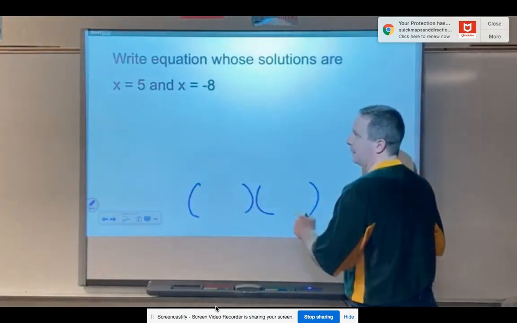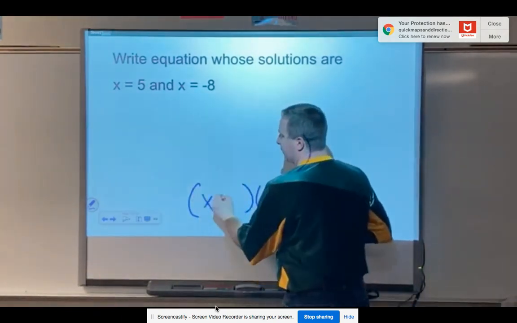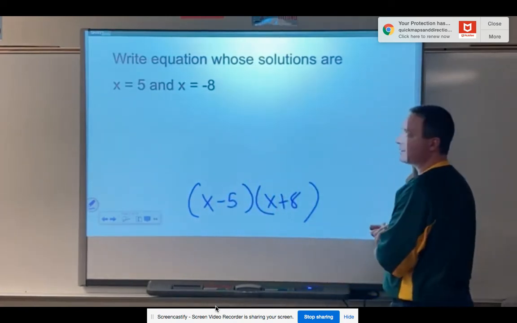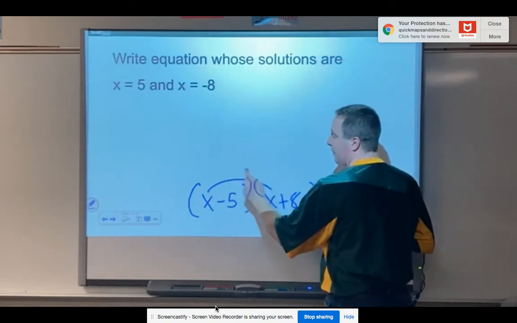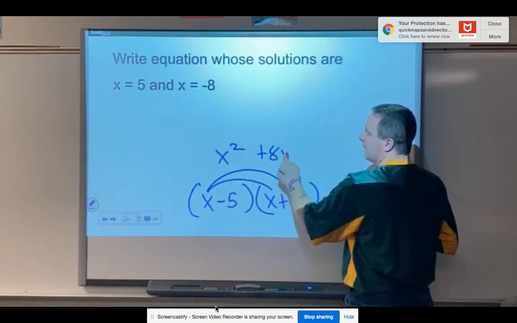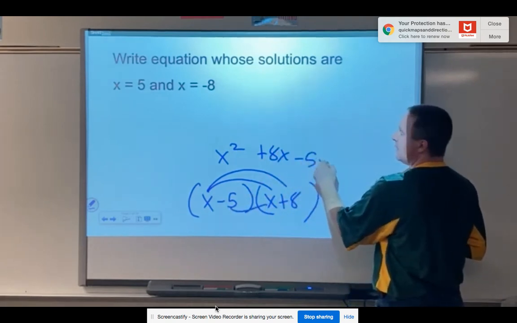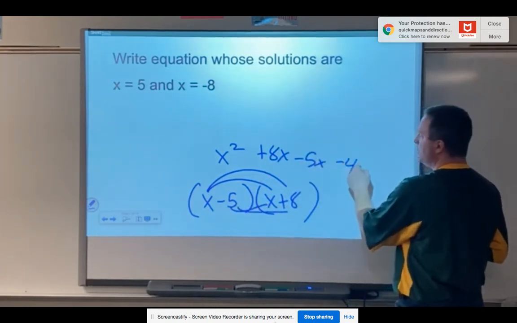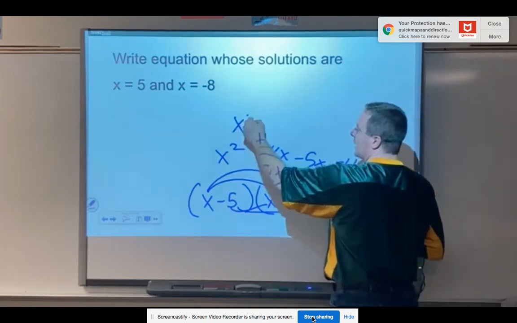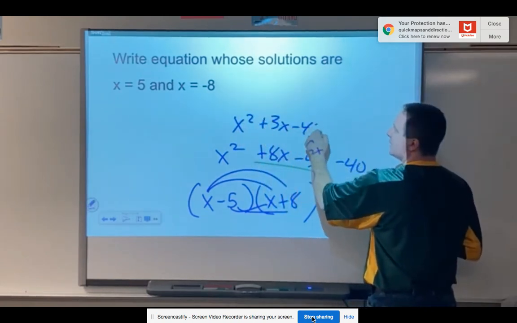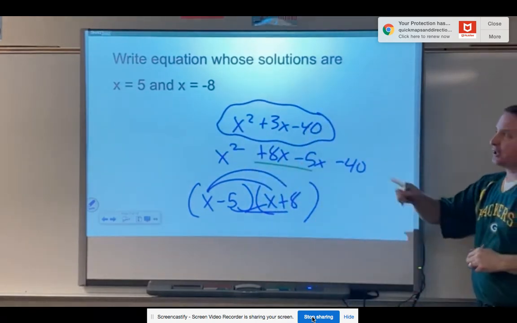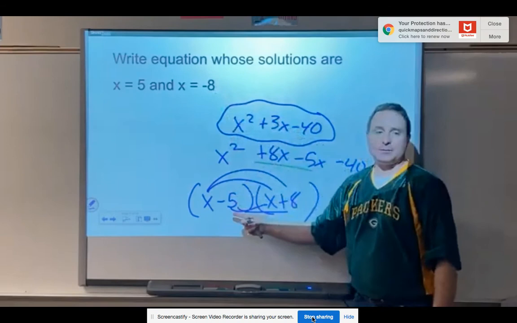Maybe I'll start at the bottom. If x equals 5, that came from x minus 5. X equals negative 8 came from x plus 8. And then it's a FOIL problem. X squared plus 8x minus 5x minus 40. If I combine those like terms, x squared plus 3x minus 40. There's our answer. So again, when they're integers, it's not so bad.